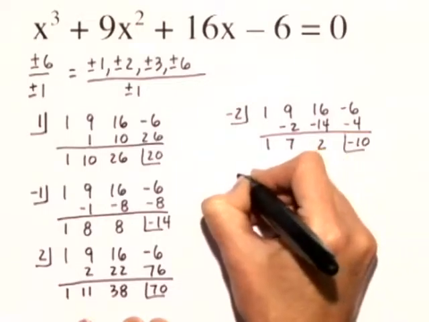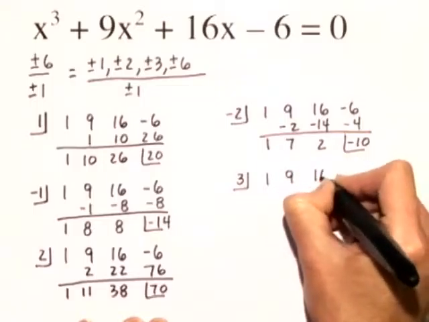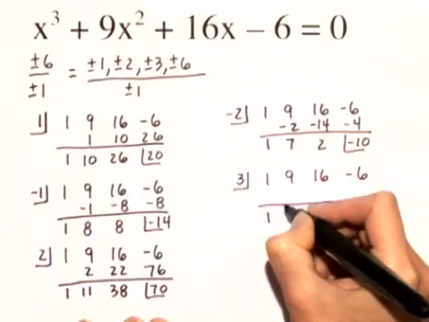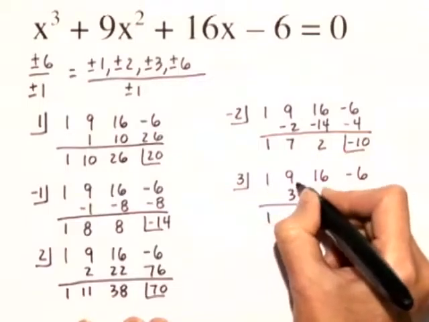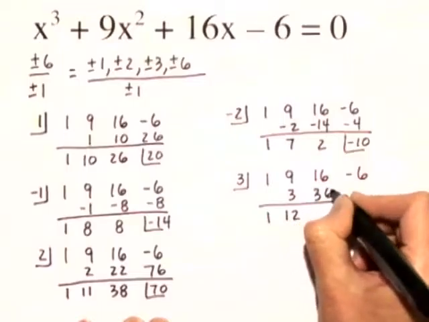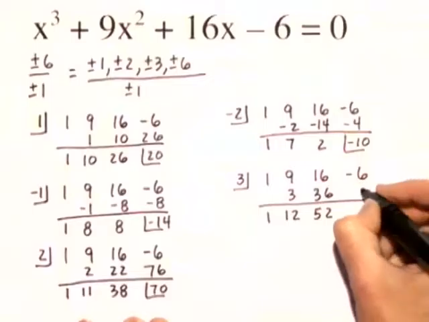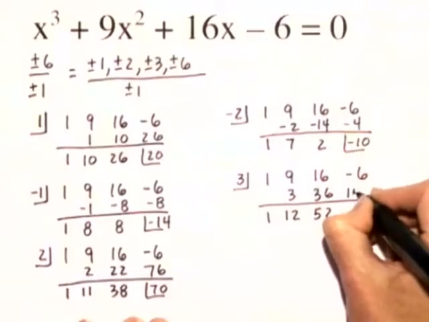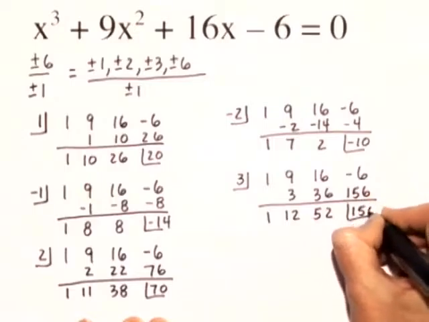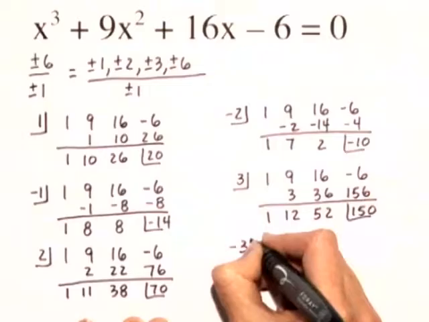Let's try positive 3. Our coefficients are 1, 9, 16, negative 6. Bring down the 1. 3 times 1 is 3. 9 plus 3 is 12. 3 times 12 is 36. 16 plus 36 is 52. 3 times 52 is 156. Negative 6 plus 156 is 150. So that didn't work. Let's keep going.